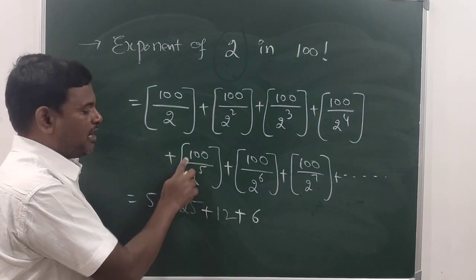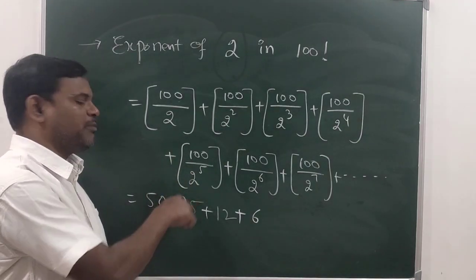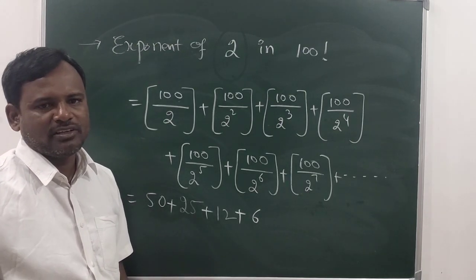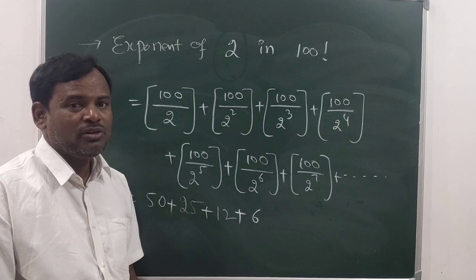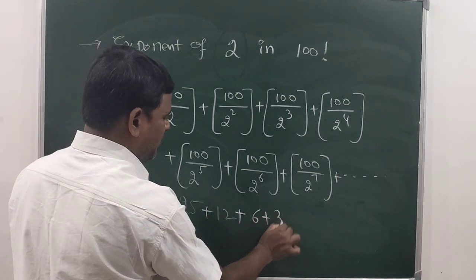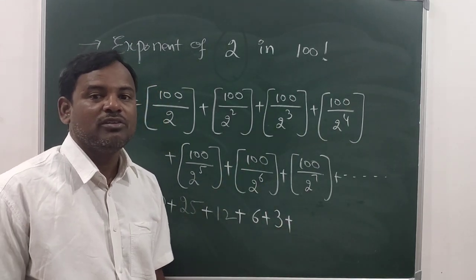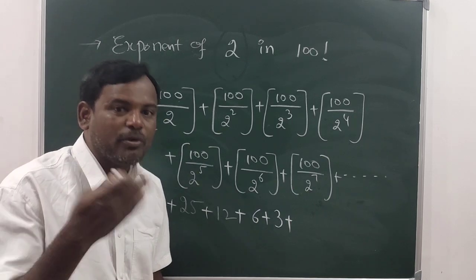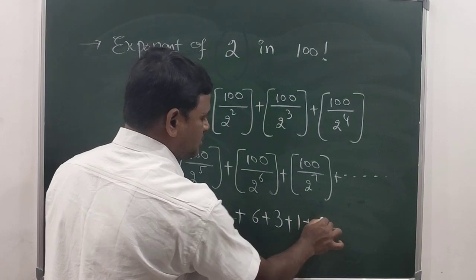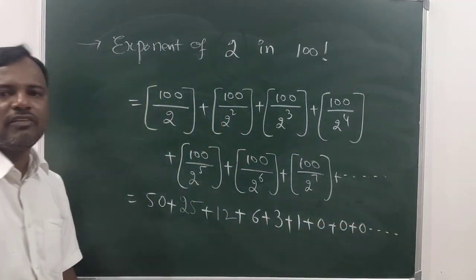Now go here. 100 by 2 power 5. 2 power 5 value is 32. 100 by 32, if you simplify, you will get 3 point something. 32 threes are 96, no? So here you will get 3 point something, and the greatest integer of this is 3. Now here 100 by 2 power 6. 2 power 6 value is 64. 100 by 64 is 1 point something. Greatest integer of this is 1. Now from here onwards you will get all zeros, so these terms are not required to write.